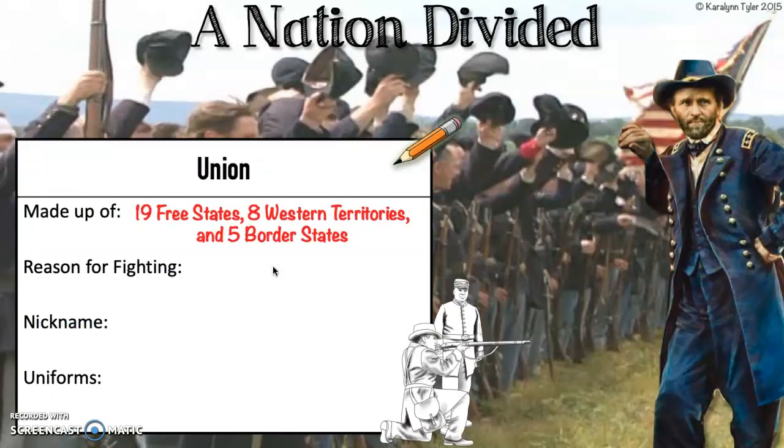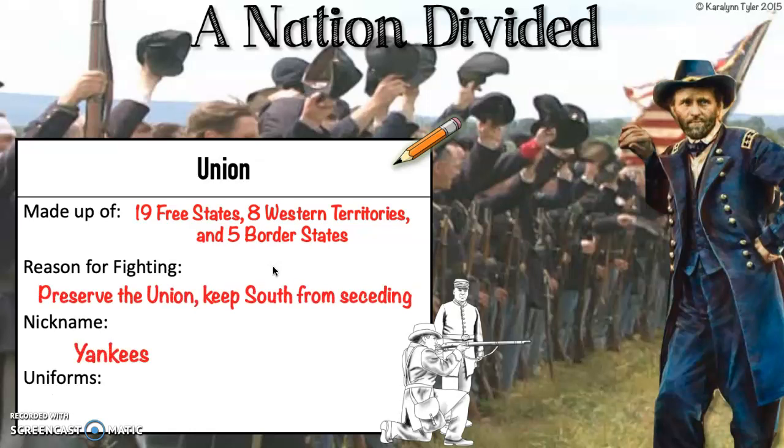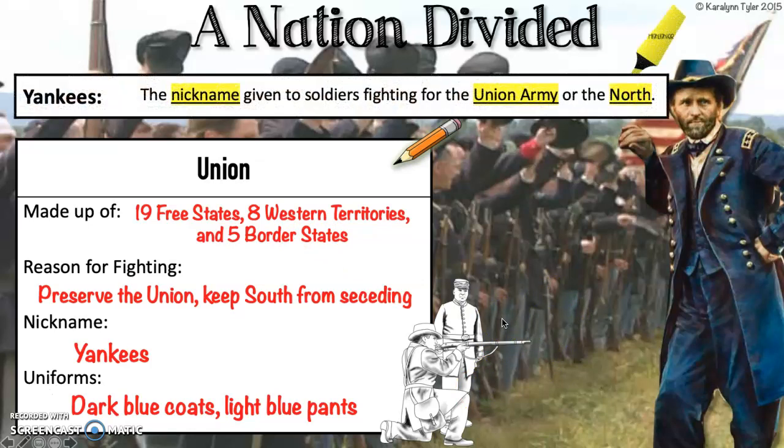And the Union Army, the Union is made up of 19 free states, 8 western territories, and 5 border states. Their reason for fighting is to preserve the Union and keep the South from seceding. They're nicknamed the Yankees, which kind of is a slang term for city boy. And their uniforms are dark blue coats, sometimes like a light blue pants. And the nickname, Yankees, is given to the soldiers fighting for the Union Army or the North.